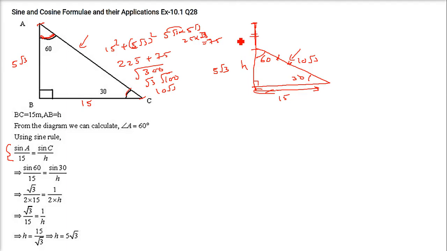That means this side is equal to this side, so this will also be 10 root 3. So what is the height of the tree? This plus this. So 5 root 3 plus 10 root 3. So it will be 15 root 3. So the height of the tree will be 15 root 3.